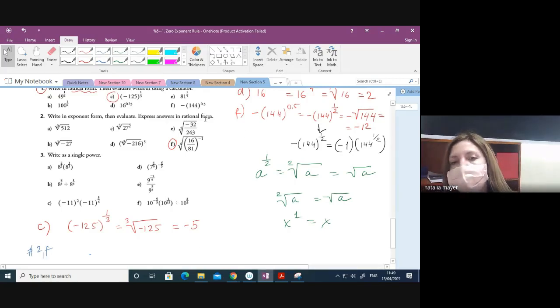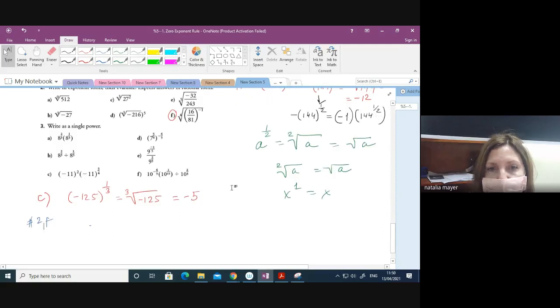What does this mean? It means that it should be a positive exponent. It's a must for the final answer to be a positive exponent. So you will not evaluate. You will only switch to the rational exponent and then make sure that this exponent is positive. Okay, so let's do F.